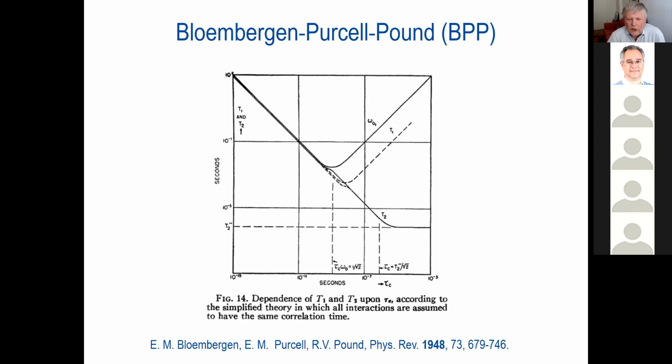And you see this nice Debye-like behavior, but what they wrote down in the figure caption already, you see that everything is according to the simplified theory in which all interactions are assumed to have the same correlation time. So we have only a single correlation time. And I will show you today some example where this assumption is not justified, although we tend to use this simple model for different reasons, right?